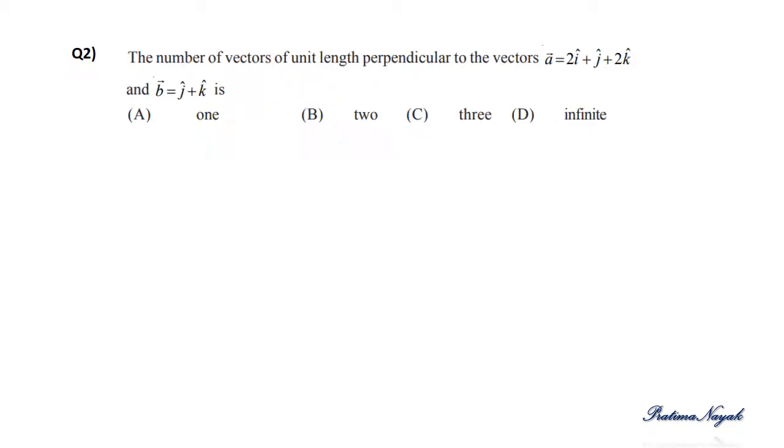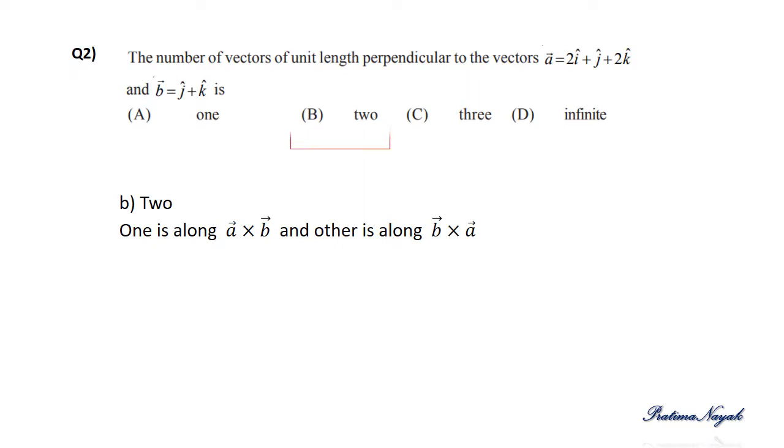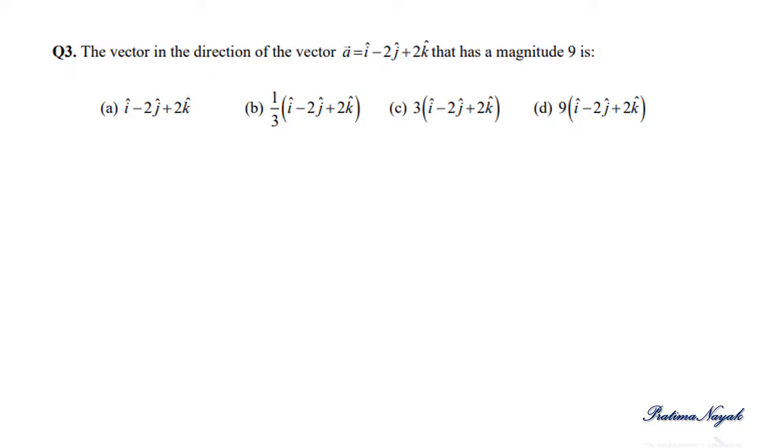Question: the number of vectors of unit length perpendicular to the vectors A and B, where vector A is equal to 2i cap plus j cap plus 2k cap, and B vector is j cap plus k cap. So perpendicular to both the vectors is the cross product. So one is A cross B and the other is B cross A. So there will be 2. B is the answer. Very fundamental question.